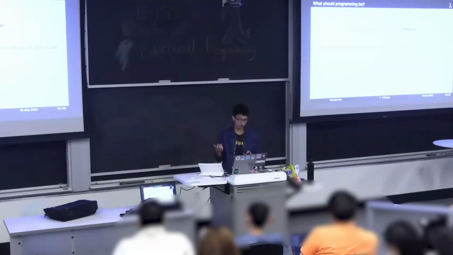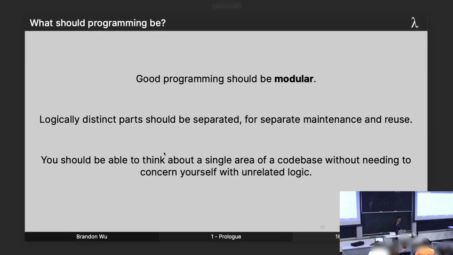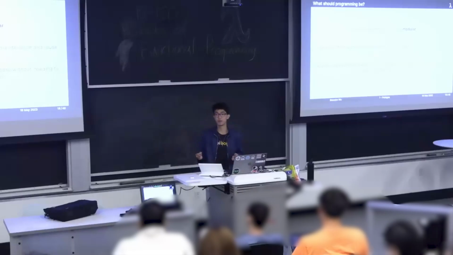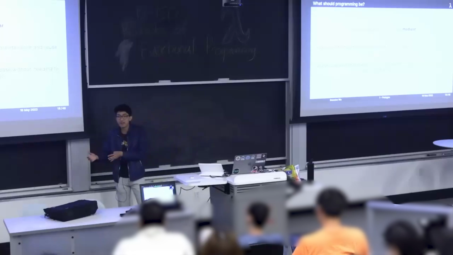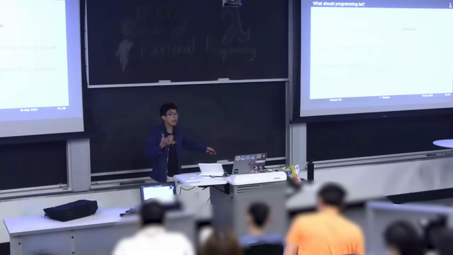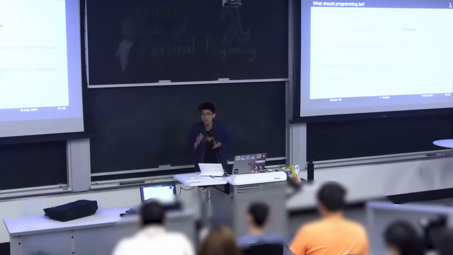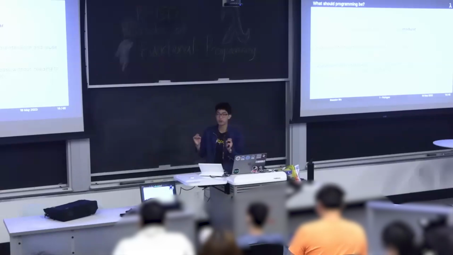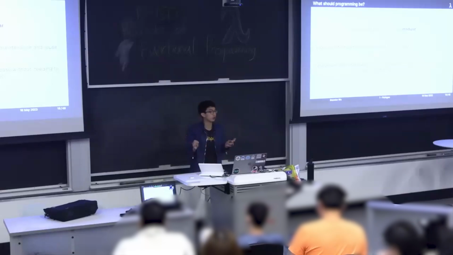But another factor that goes into modularity is that you should be able to think about one area of your code without needing to concern yourself with what happens elsewhere. I don't know if you've written code that does this, but I've written code that does this. I was writing a C program for an internship once, and then I made one change on line 5 in file A, and then suddenly I was getting a seg fault on line 300 in file B. What the hell happened? I don't know, because everything is so densely intertwined, entangled, that I can't think about one area of the code without needing to concern myself with everything that happened everywhere else. That's not modular. That's the opposite.